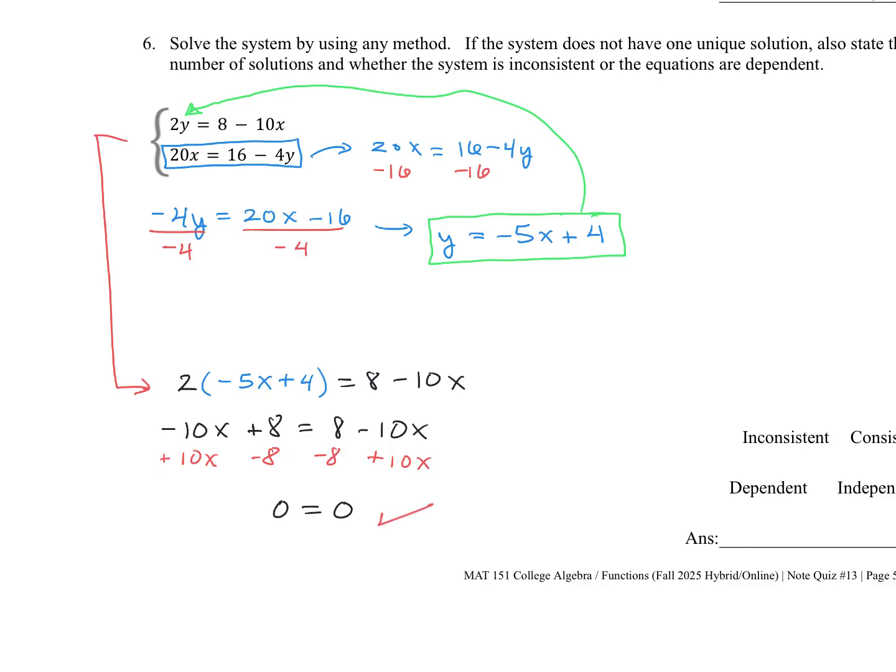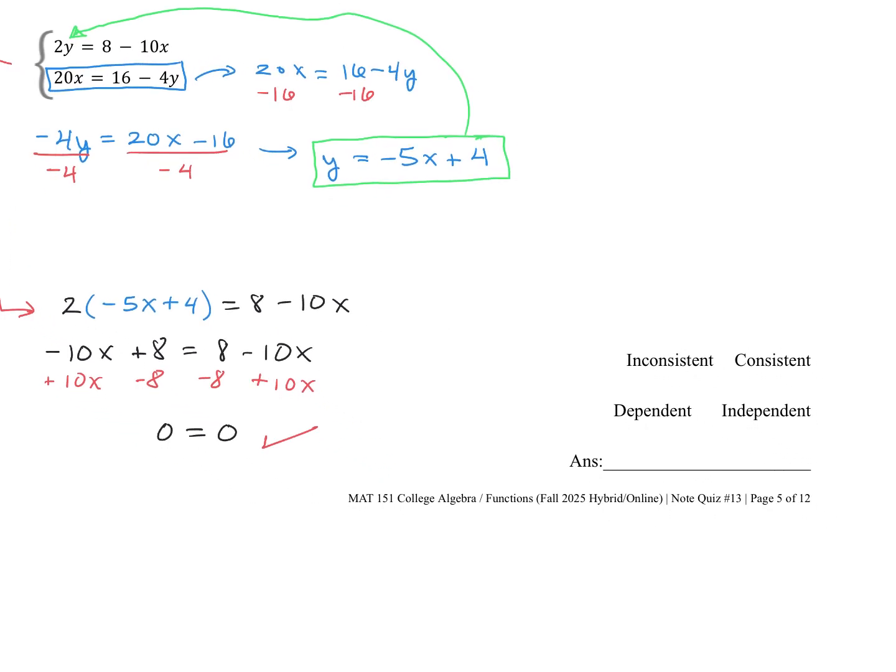What's different about this problem is that because you get a true statement, you are now going to have an infinite number of solutions because it's true for all values of x and y that you plug in. So you're going to write down here that we now have a consistent system because we found an answer, but because we have an infinite number of solutions, we'll call it dependent.